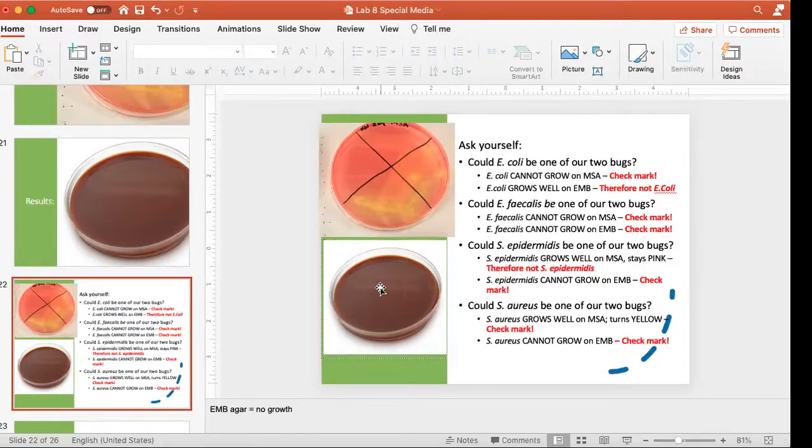What about this plate? What does this plate tell us? E. faecalis is an intestinal fecal organism, yes. And that's what we usually grow on EMB. But E. faecalis is gram positive, and only gram negative fecal organisms will grow on this media. So what do we think? Nothing's growing. Could E. faecalis have been in our culture?